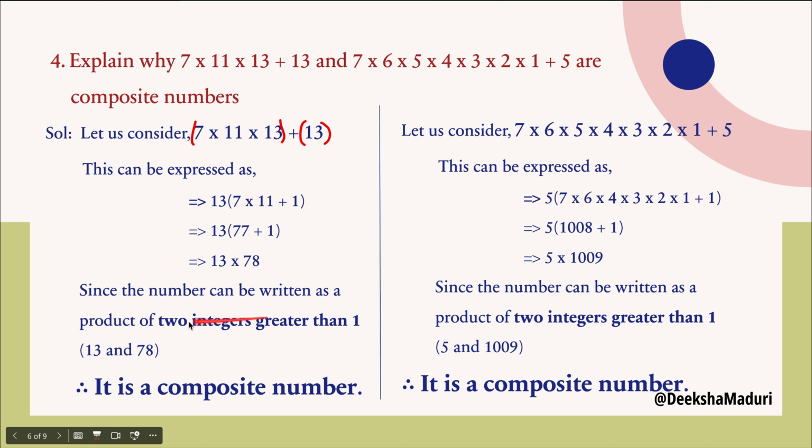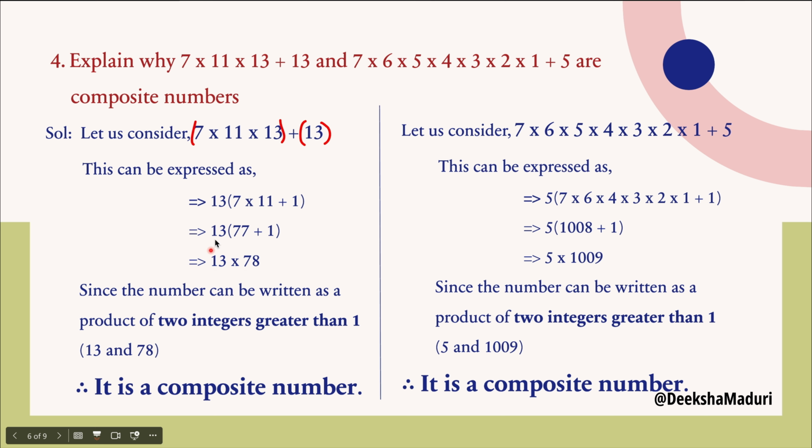Since the number can be written as a product of two integers that are greater than 1, 13 and 78, this whole number can be written as a product of two numbers that are greater than 1. These two numbers are greater than 1. So what we discussed, a prime number should have only two factors, that is 1 and the number itself. But here, apart from 1, there are two different numbers which are greater than 1. So this cannot be a prime number. If this cannot be a prime number, therefore it is a composite number.